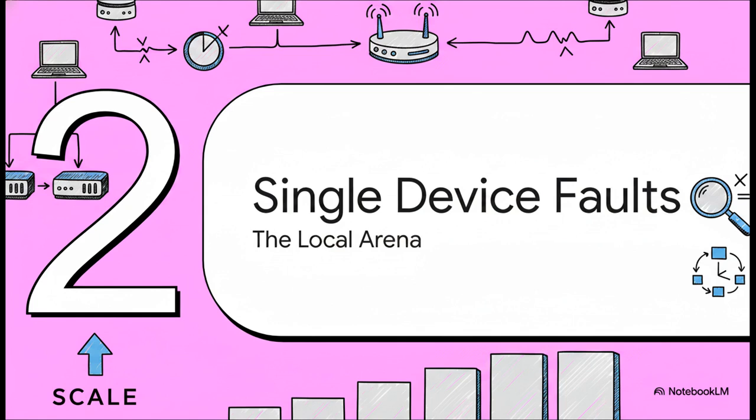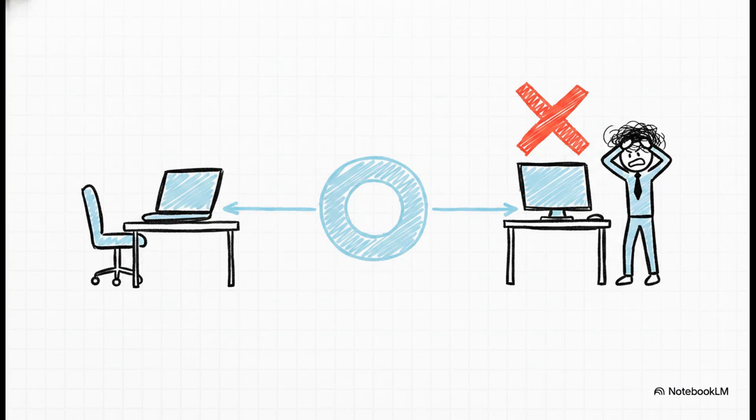Which brings us beautifully to our first real scenario in Section 2. Fixing single device faults, right there in the local arena. You know, in networking, scale is your absolute best friend. This is Act 1 of our troubleshooting journey, and it focuses heavily on the scale of the failure. Paint a mental picture with me for a second. You walk into this bustling office.